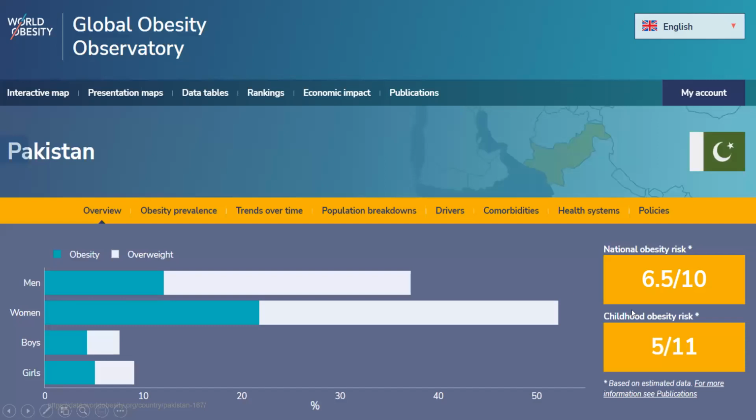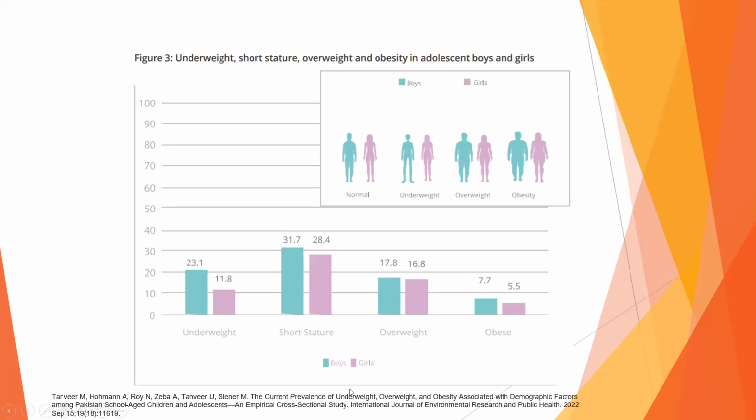For Pakistan, the national obesity risk from the Global Obesity Observatory is 6.5 out of 10, and the childhood obesity risk is 5 out of 11. You can easily see that women have a higher risk of obesity than men and children. This is a graph from a recently published article showing the percentages of underweight, short stature, overweight, and obese among adolescent boys and girls, where short stature is most prevalent along with overweight, underweight, and obese.